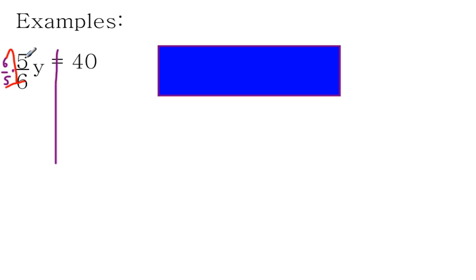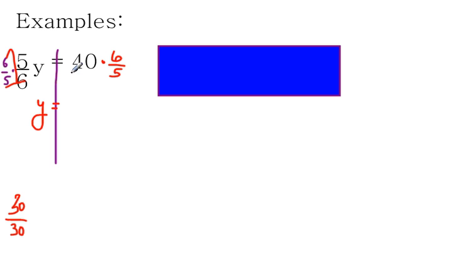6 times 5 is 30. 5 times 6 is 30. And 30/30 is 1. So this whole thing turns into a coefficient of 1. I have 1y. But you guys know I won't write 1y, I'll just write y because I'm lazy. And what I do on one side I must do to the other. So since I multiplied by 6/5 on that side, I have to multiply by 6/5 on this side.